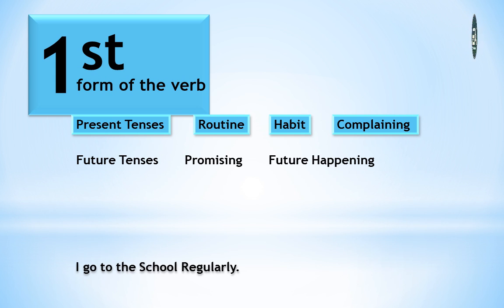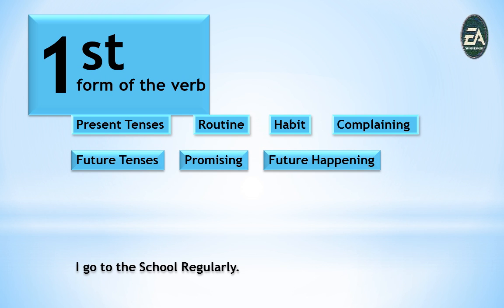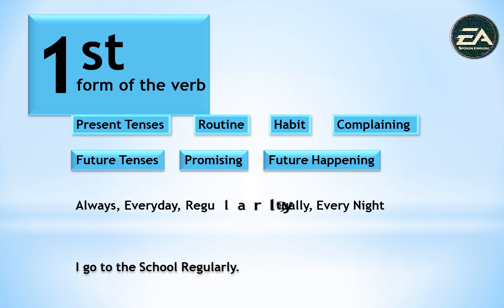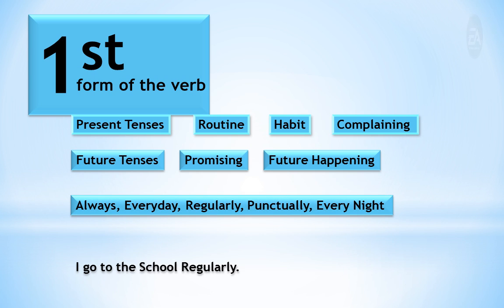We can use the first form over future tenses, sometimes promising or future happening like that. Here are the objects of the time. While we use the first form, the objects are: always, every day, regularly, punctually, every night. These are known as objects, and especially when we see such things, we have to use the first form over fill in the blanks. Always, every day, regularly, punctually, every night. Important to know, keep reminding, these are the first form objects.